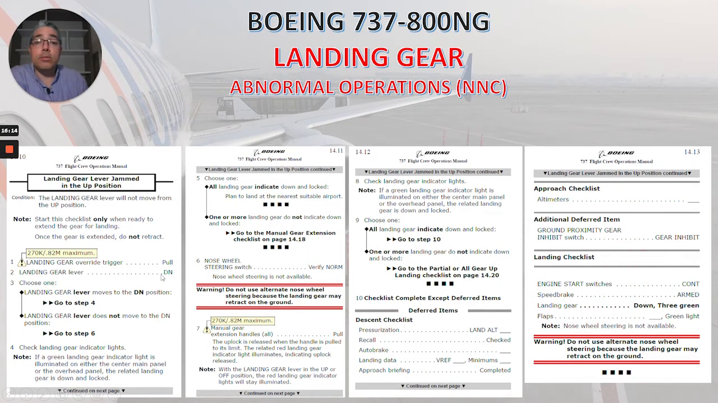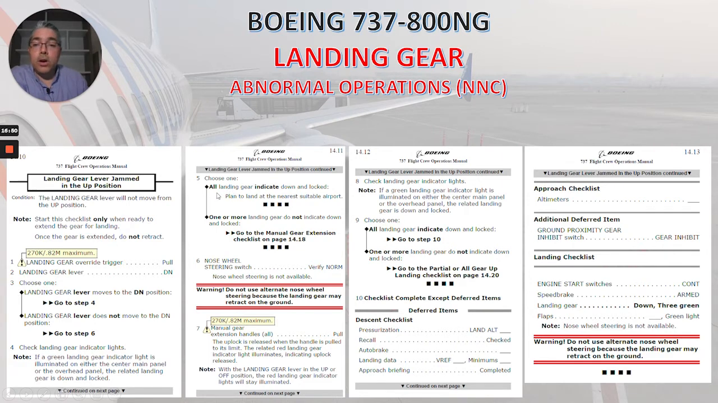Landing gear lever, down. Choose one. Landing gear lever moves to the down position. We'll go to step 4. Check landing gear indicator lights. Note: if a green landing gear indicator light is illuminated on either the center main panel or the overhead panel, the related landing gear is down and locked.